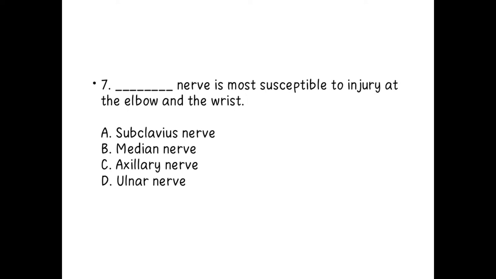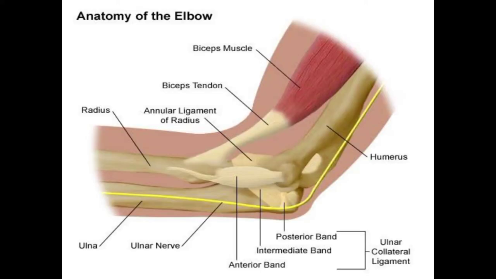What they're asking here is which of these nerves is highly prone to injury at the elbow and at the wrist. The right answer is no other nerve but D, the ulnar nerve. Now this is the ulnar nerve.